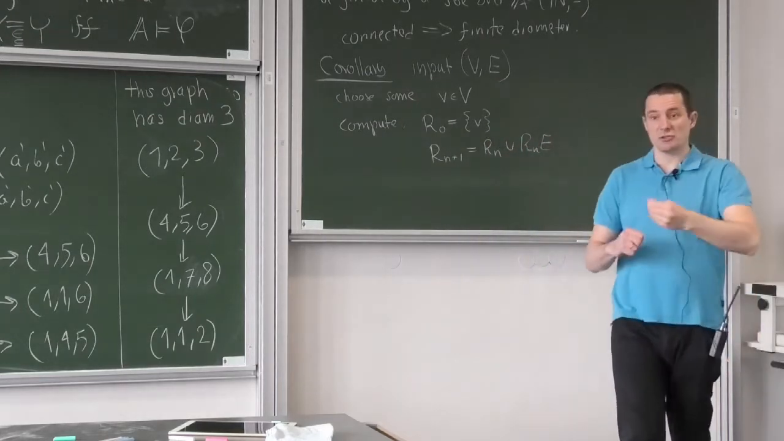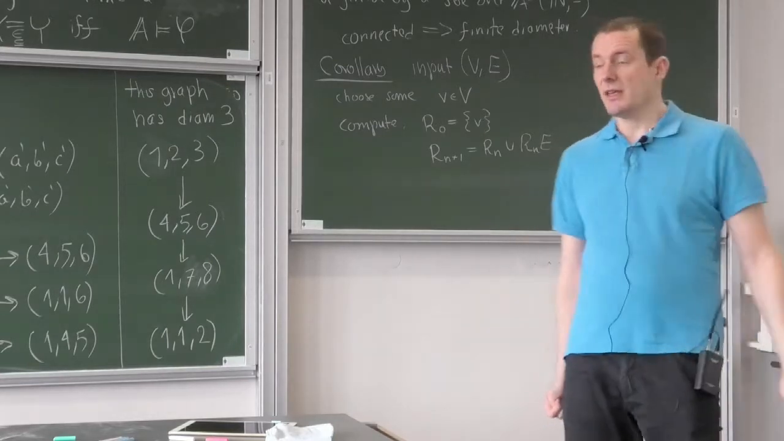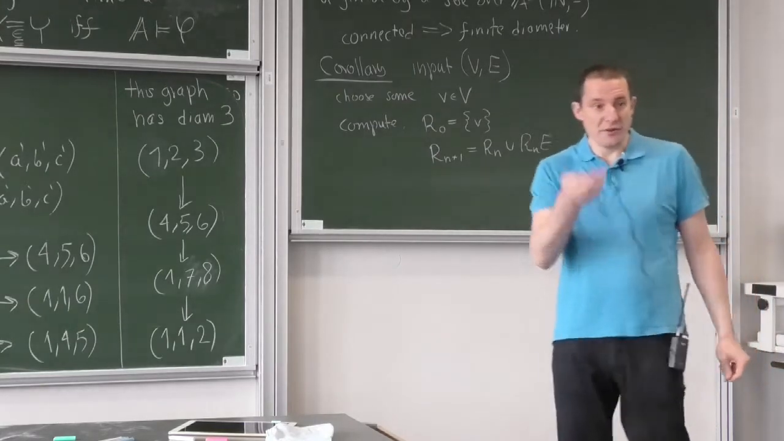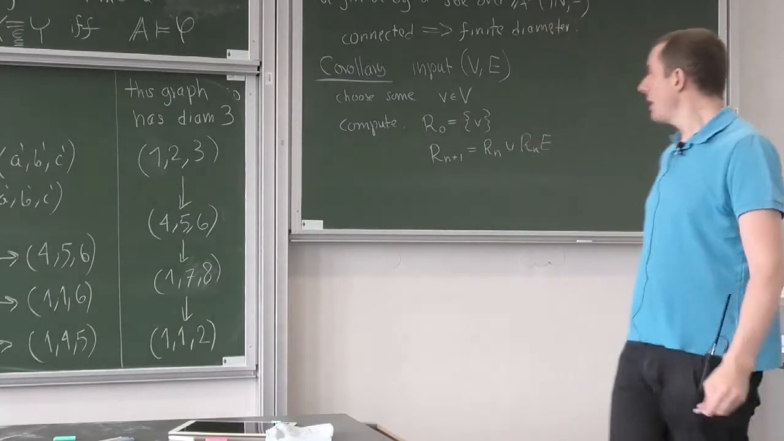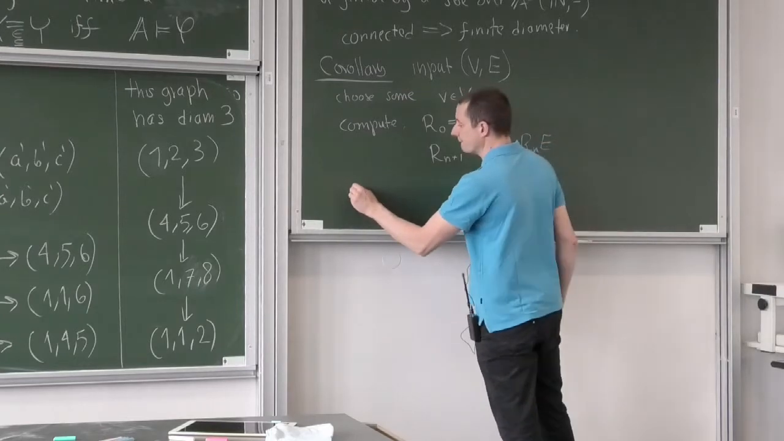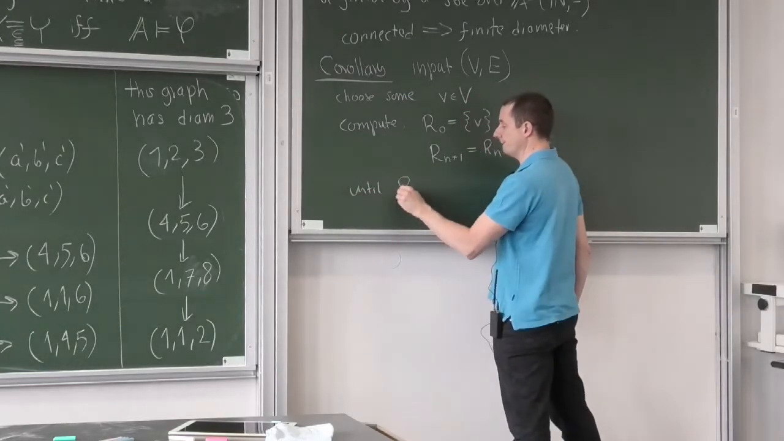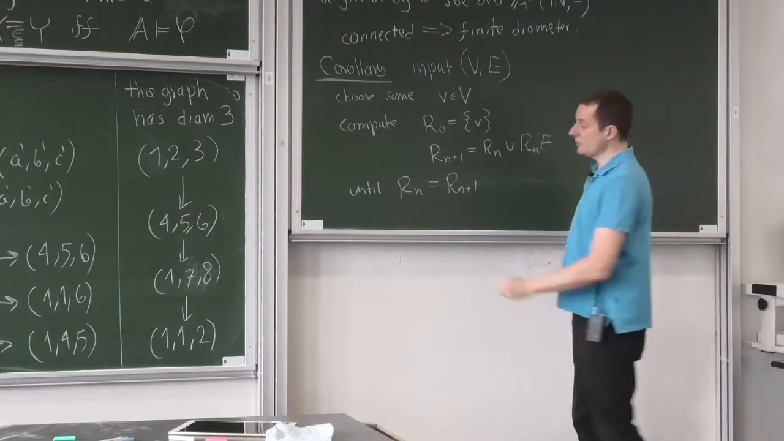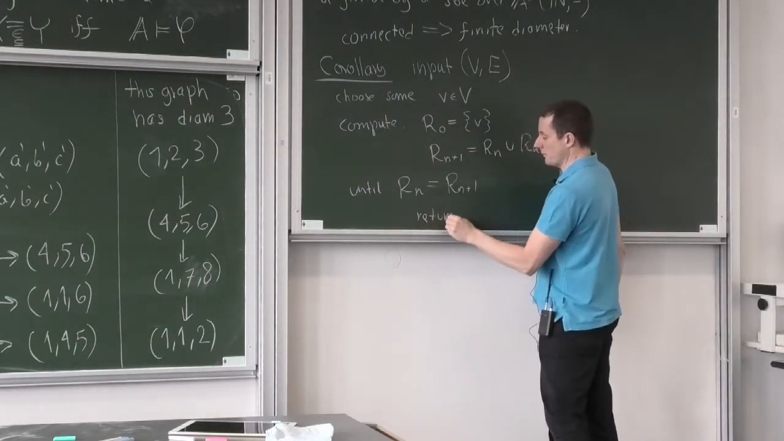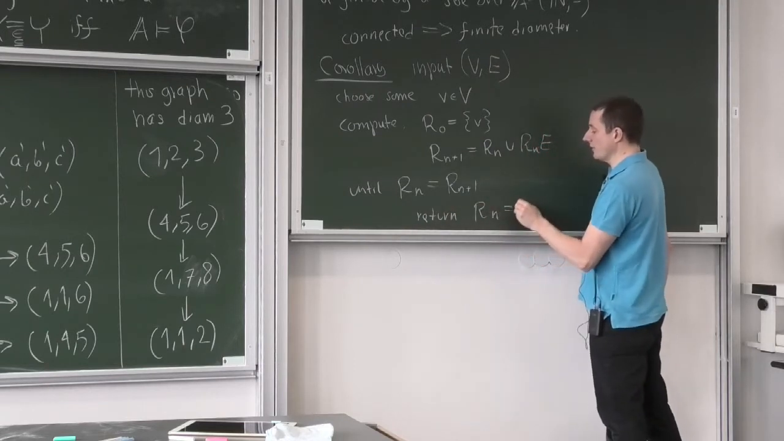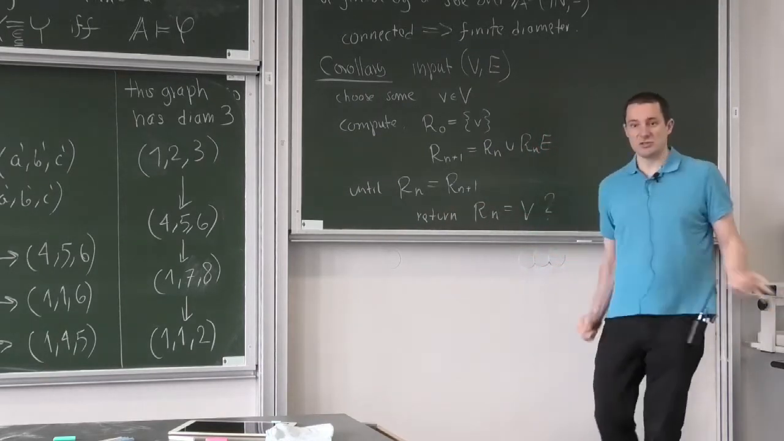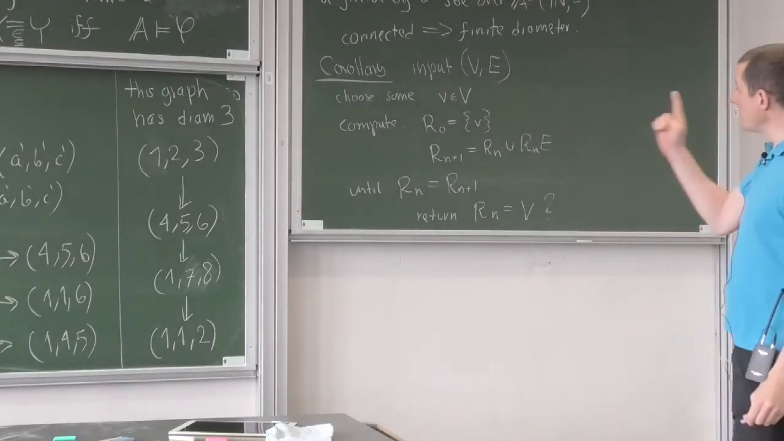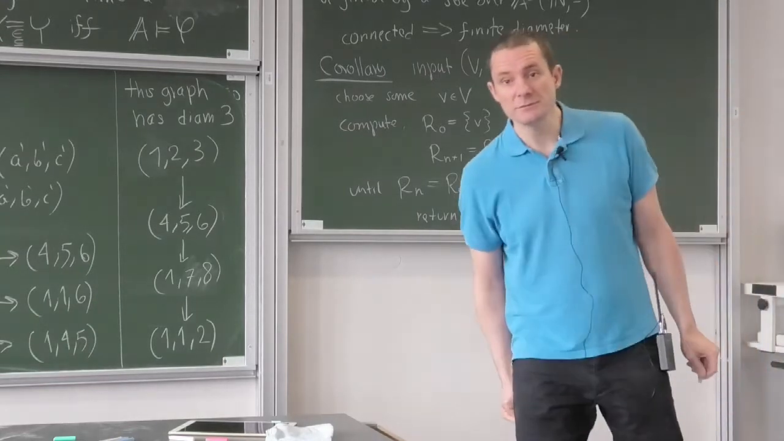And then you take the vertices which are reachable in one step. So Rn is the vertices reachable in at most n steps. And then you do this until nothing is added. And then you return: is Rn equal to V? Which is the stupidest algorithm for graph connectivity that you could do. But it works. Why?